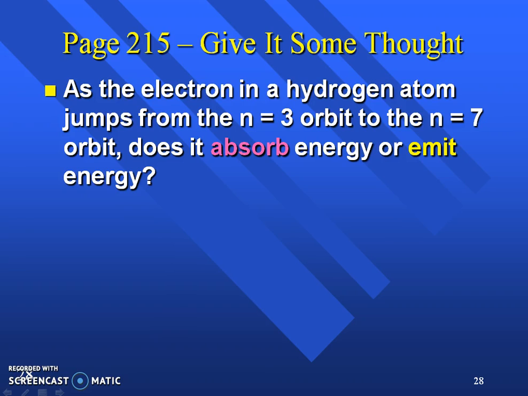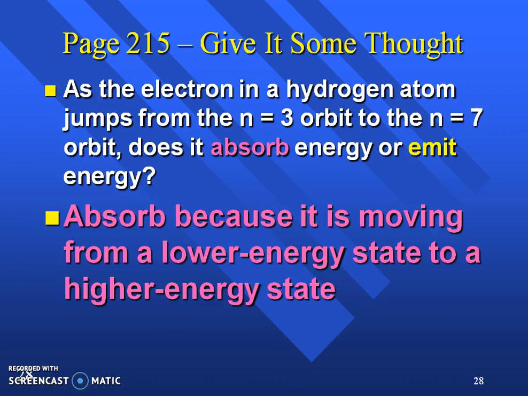So as the electron in a hydrogen atom goes from 3 to 7, does this mean it's going to absorb that energy or emit that energy? Hopefully you said absorb, right? Because we're going from 3 to 7. We're going from a lower state to an excited state. So it's absorbing that energy, going from lower to higher.